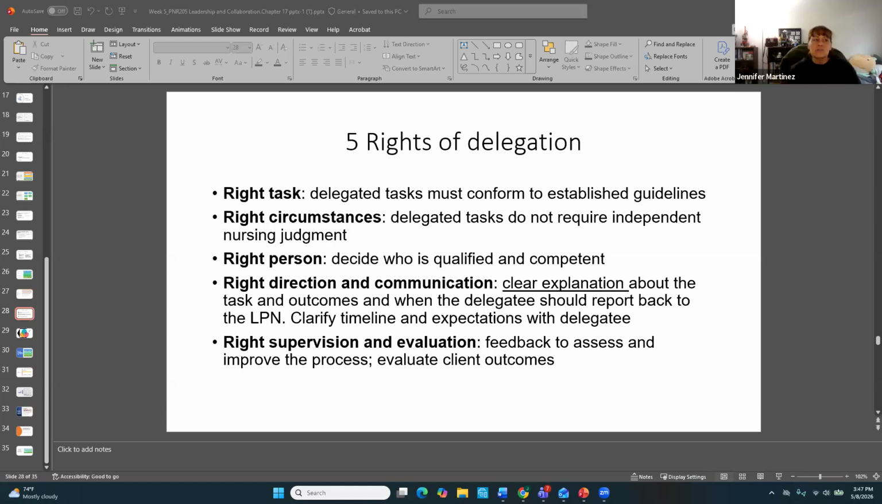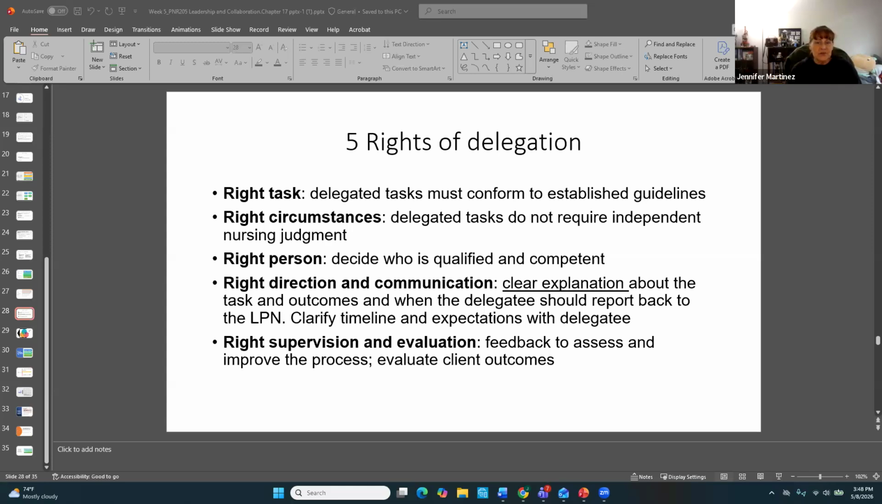The right person. This also is something you are going to learn as you start working with your CNAs. You need to decide who is qualified and competent. When you're working on the unit, you have a group of CNAs, and you're going to get to know the good, the bad, and the ugly of that unit and the skills and abilities of the CNAs you are working with.